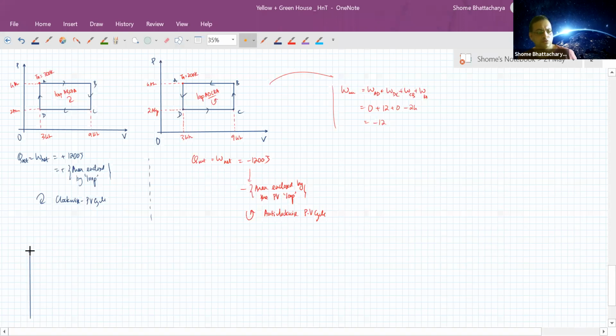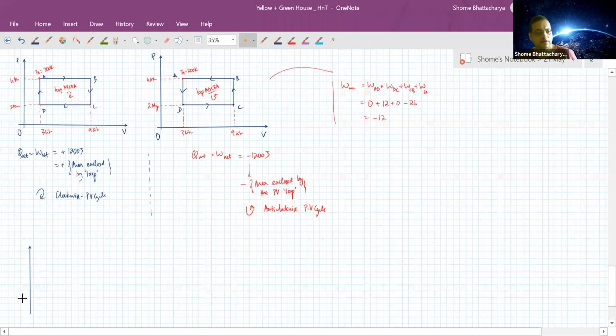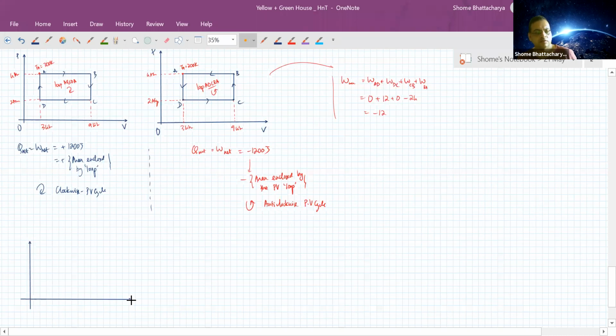If it is a clockwise loop, then our Q net will be equal to W net, will be a positive quantity. Whereas if it happens to be an anti-clockwise loop, then Q net will be equal to W net, will be a negative quantity.